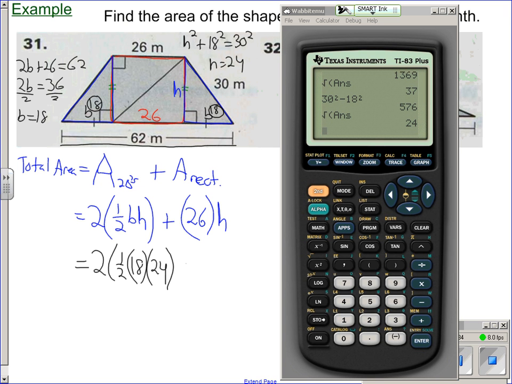So now we're plugging that in. Plus 26 times 24. And now we've got the area of our triangle. What's kind of nice here is the 2 times 1/2, those cancel each other out. And we just got 18 times 24 plus 26 times 24. And whatever the answer to that is, there's our total area. Okay, you can figure that out with a calculator.